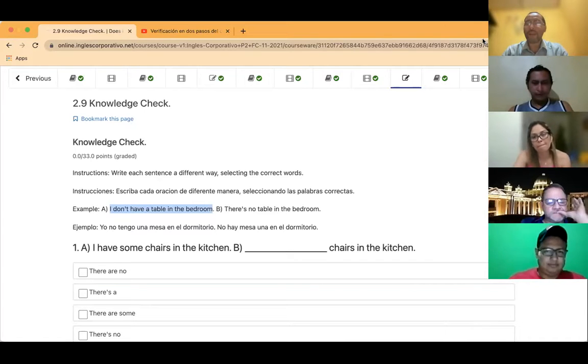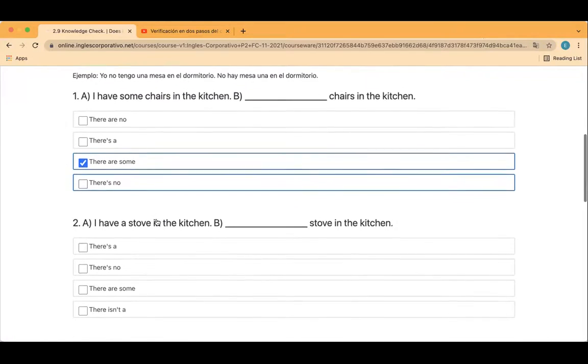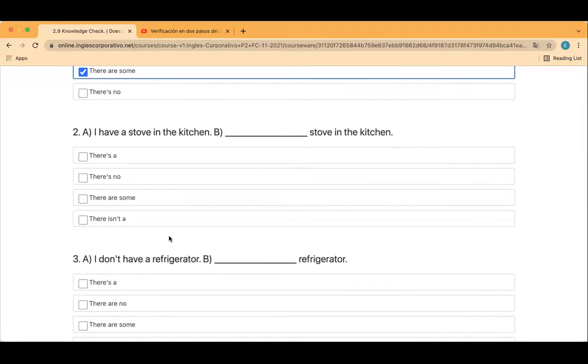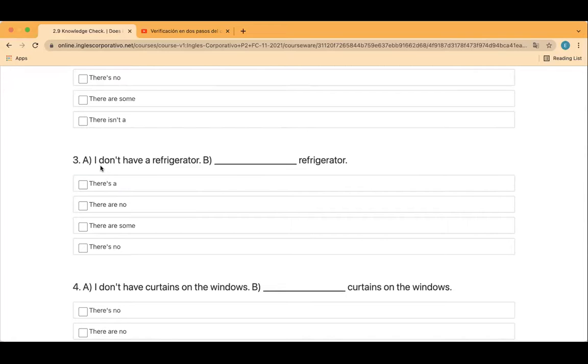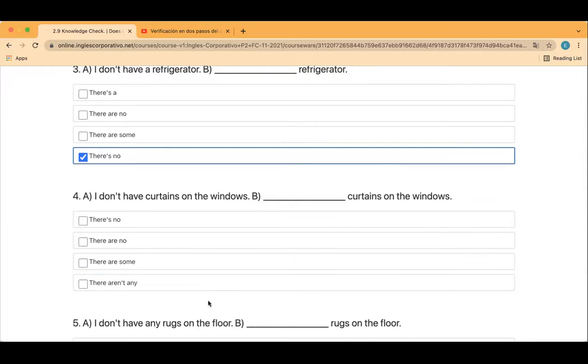Okay, let's try and see if we have the answers, okay? Number one, I have some chairs in the kitchen. There are some chairs in the kitchen. Okay, good. Number two, I have a stove in the kitchen. There is a stove in the kitchen. Okay, good. Three, I don't have a refrigerator. There is no refrigerator. Okay, number four, I don't have curtains on the windows.